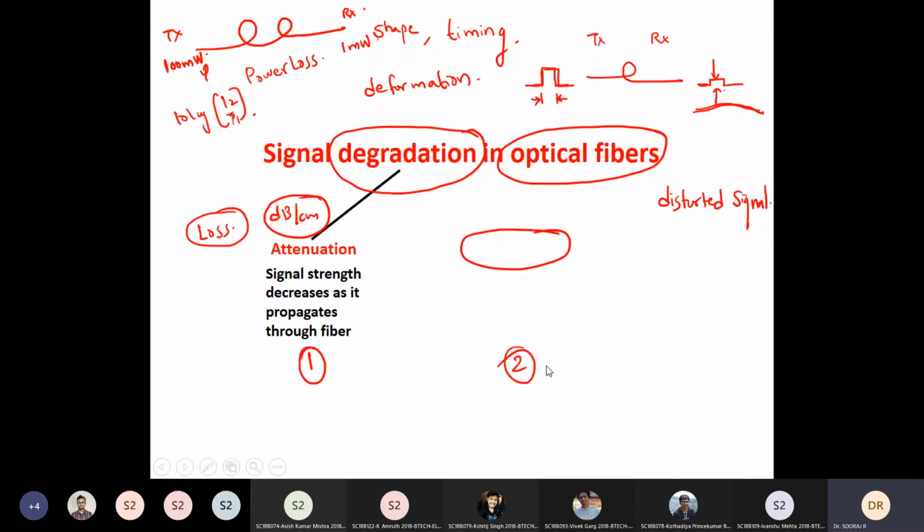Okay, so we were discussing the various factors that cause signals to degrade in optical fibers. The major causes fall into two classes. One is called attenuation, which causes the signal to lose its strength. Physically, you lose the number of photons that will be transmitted. The other reason for signal degradation is dispersion, which we will see later.